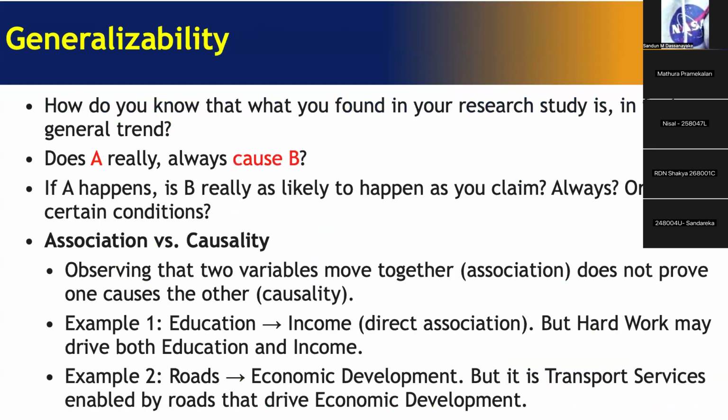Okay. So generalizability. How do you know that what you found in your research study is in fact a general trend? Does something really always cause that other thing? If A happens, is B really as likely to happen as you claim, or only under certain conditions? So association versus causality, we will study in depth in the coming lectures. So I'll go through this with just reading through it.